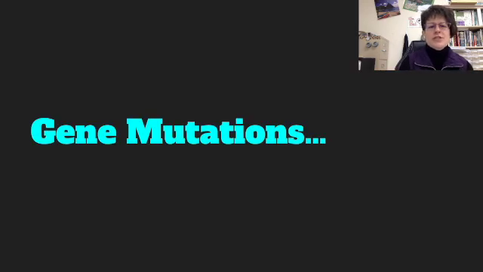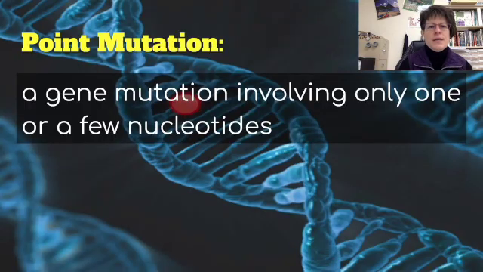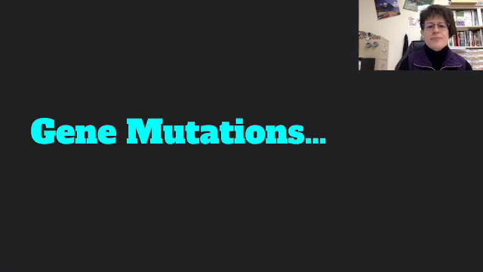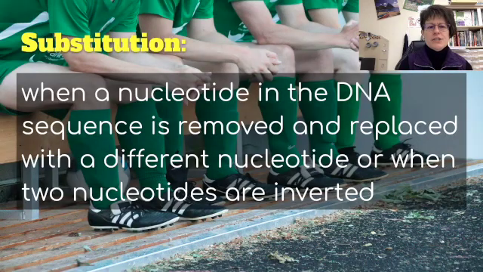Now, gene mutations. So that was with chromosomes. This is with a gene, just a segment of the chromosome. We generally call these point mutations, and this is a gene mutation involving only one or a few nucleotides. So this might be a change in the order of one nucleotide in a section of a DNA molecule. So types of gene mutations.